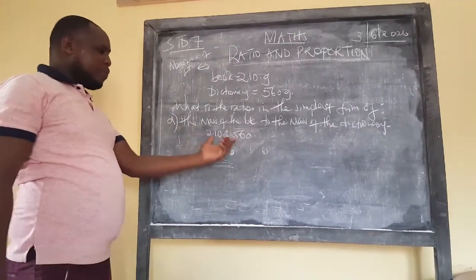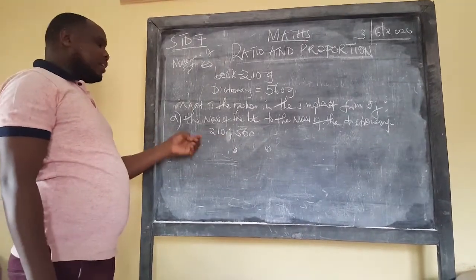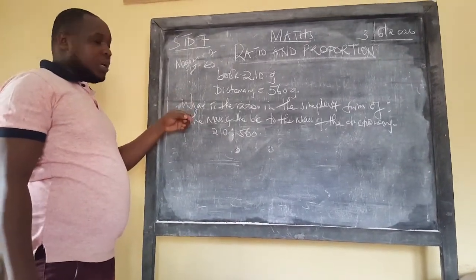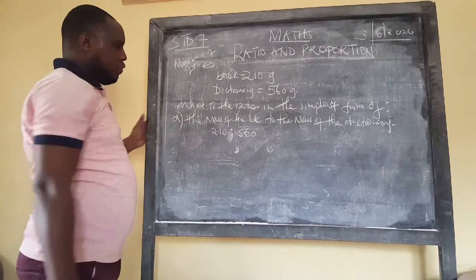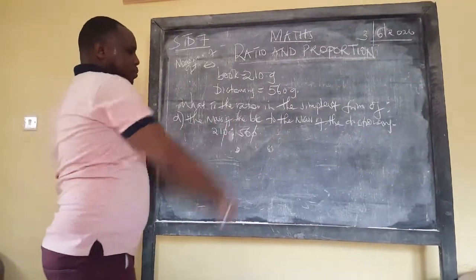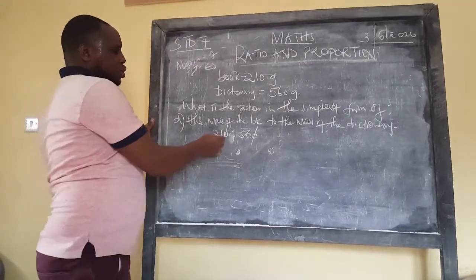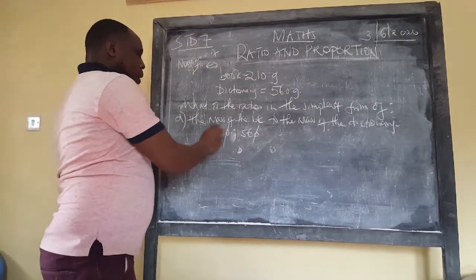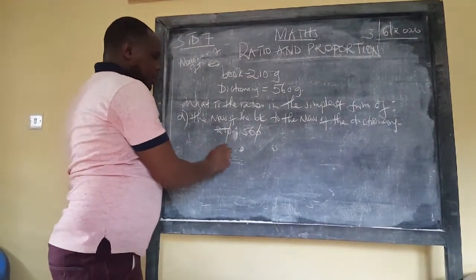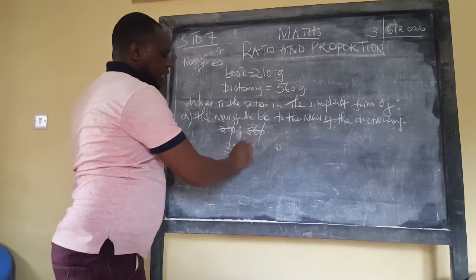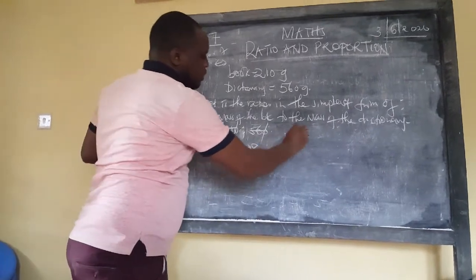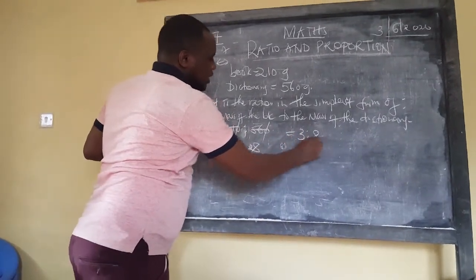So you can simplify from there, or you can even write it first as a fraction, and then you convert it to the other form. These zeros will cancel. You remain with 21 and 56. By 7, 3. By 7, 8. And the ratio will be 3 is to 8.